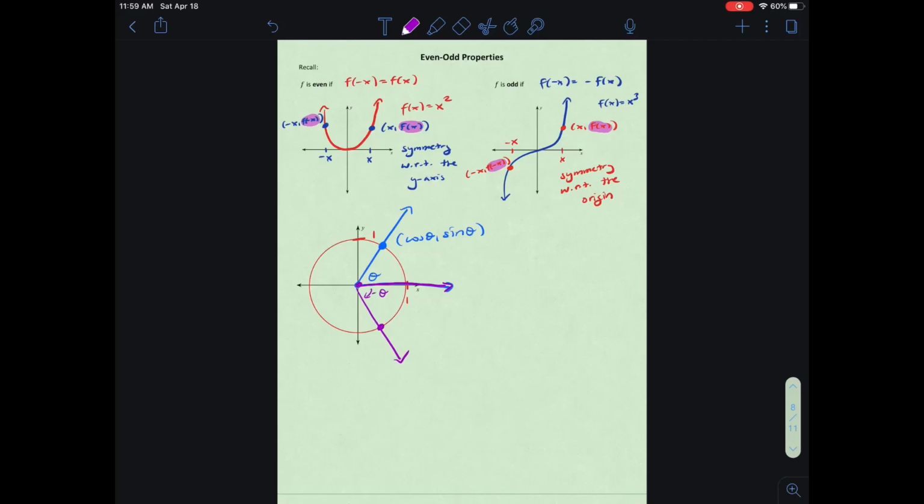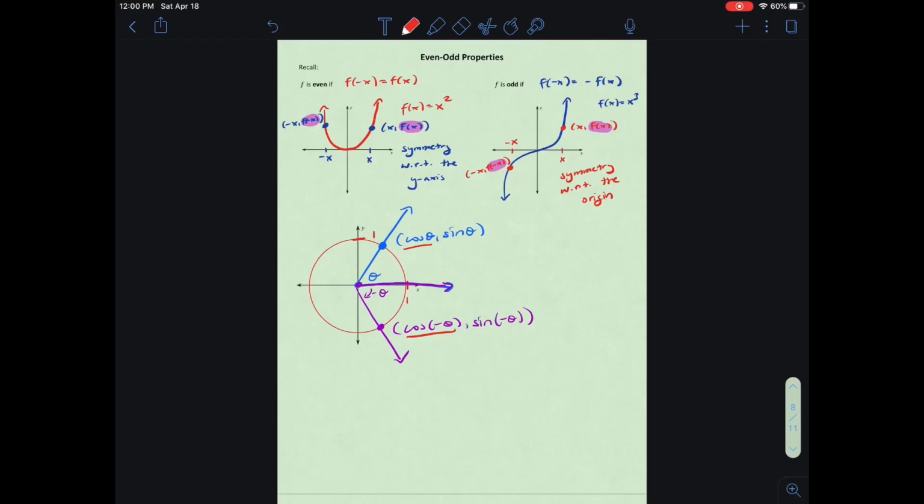And if we were to look at this point right here that corresponds to the angle negative theta, the x coordinate would be cosine of negative theta, and the y coordinate would be sine of negative theta. So we're going to be looking at these 2 points. In particular, we're going to be looking at their x coordinates. Here we have cosine of theta. Here we have cosine of negative theta.